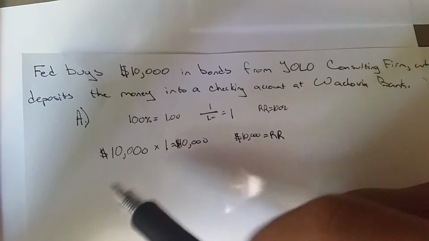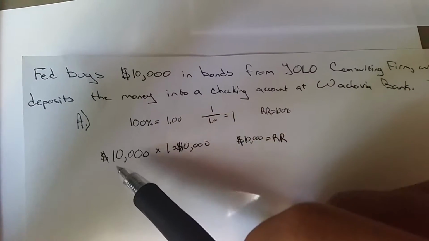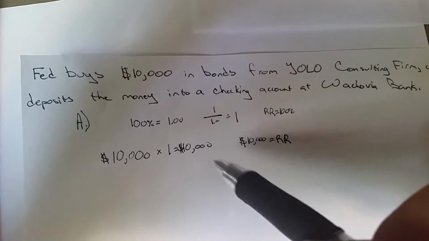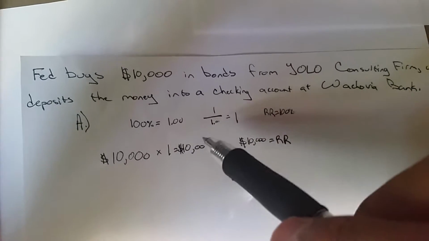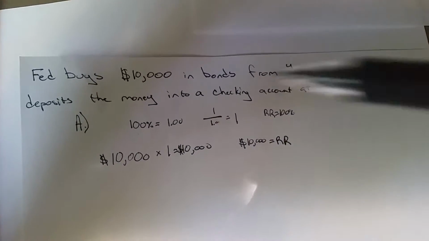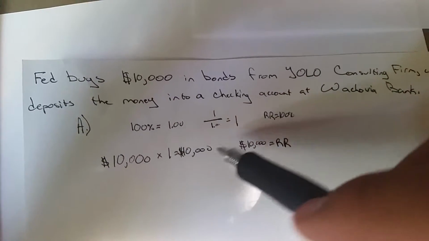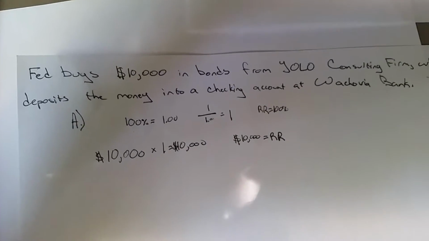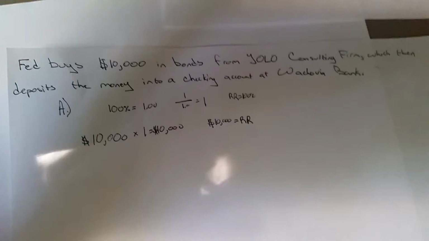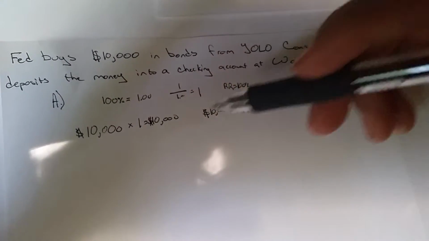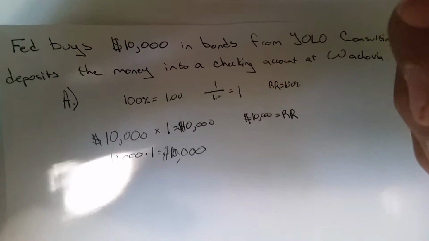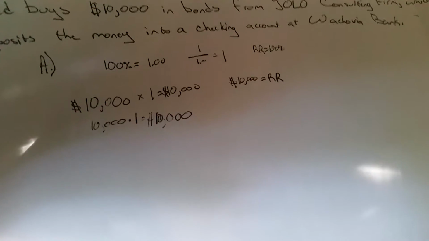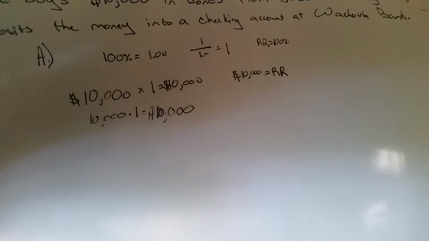So then you would take $10,000 times 1, and you would get your reserve requirement, which is $10,000. That means that your ER would be 0. So your reserve requirement would be $10,000, and your total change in money supply would also be $10,000.